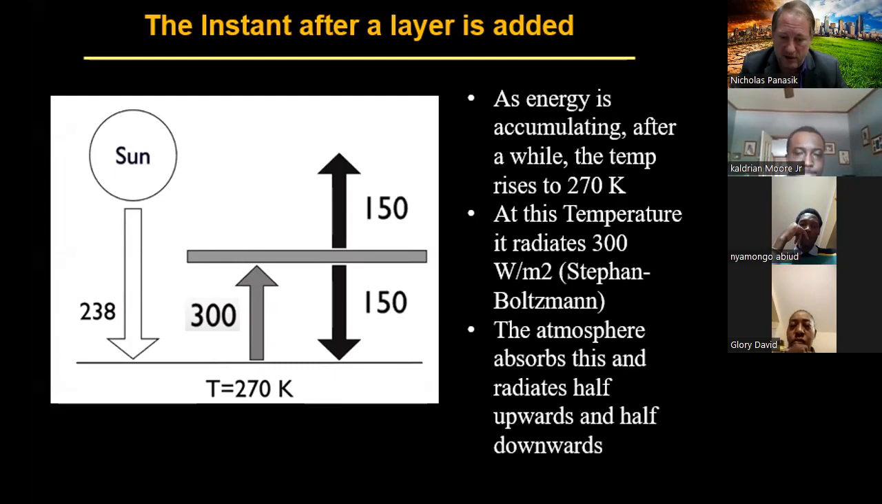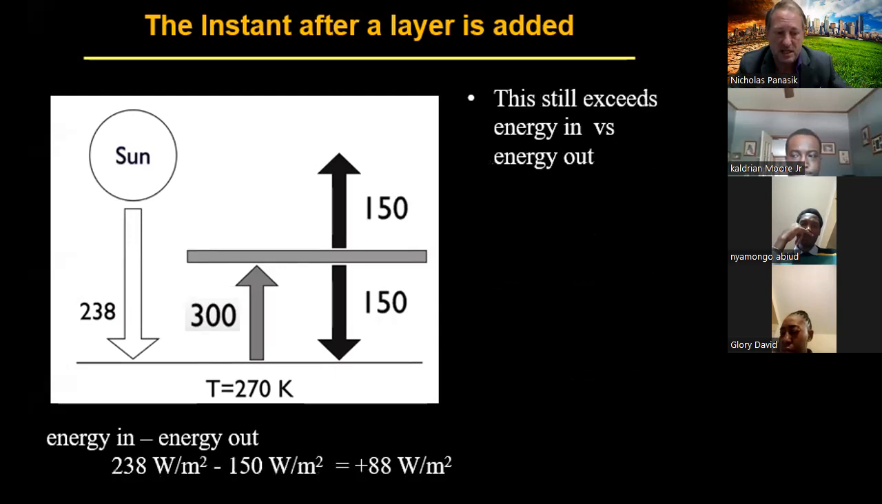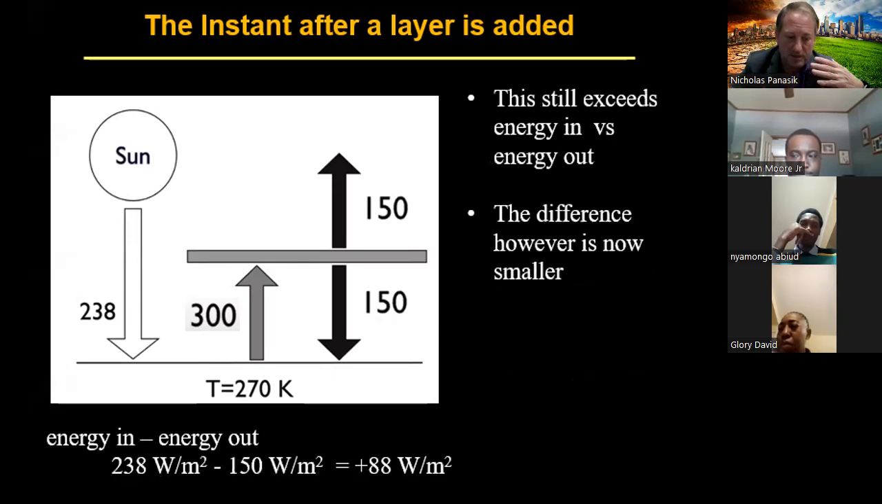And so we can do that calculation, energy in minus energy out. And that tells us that we're still at an energy imbalance. We're still accumulating energy. It's positive at about 88 watts per meter squared. Okay, so if we're accumulating energy, that means we're still warming up. Although you'll notice that that number's smaller than the number we had before. Okay, and so let's go ahead and take a look at a higher temperature.